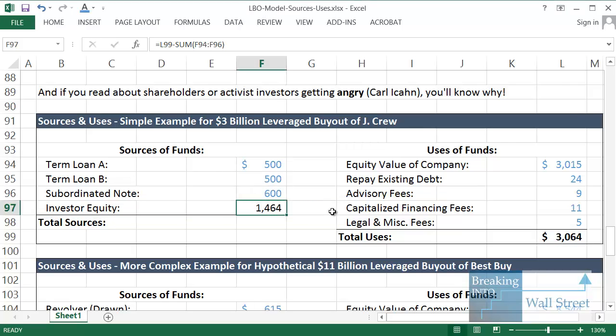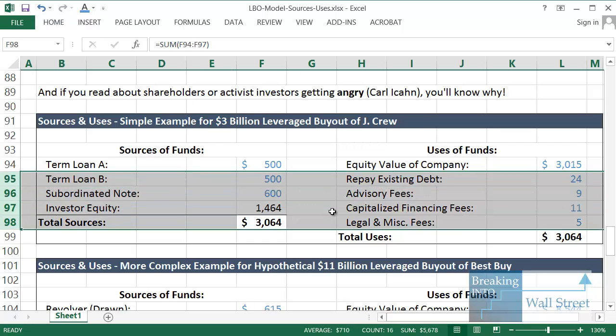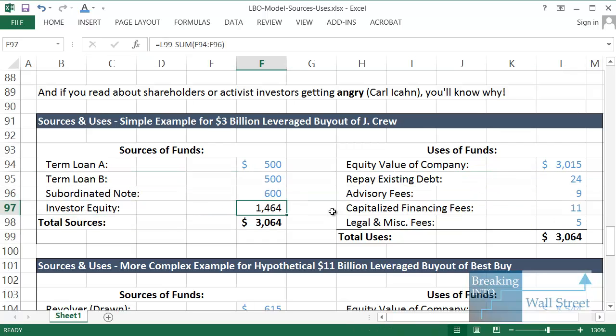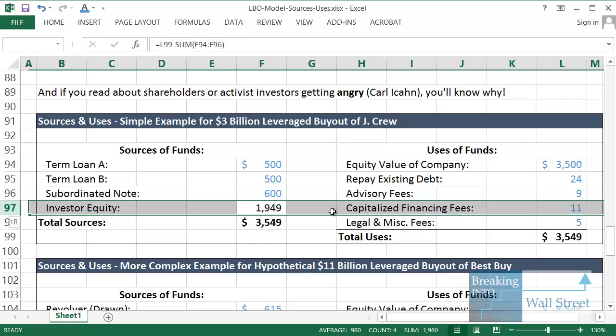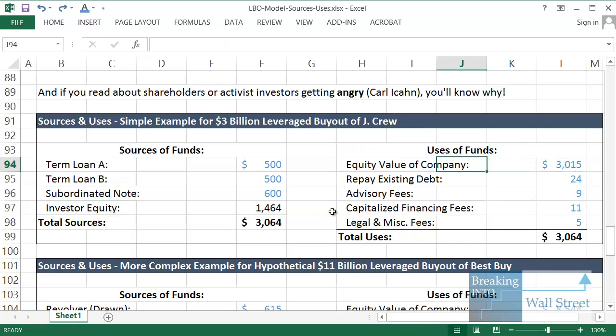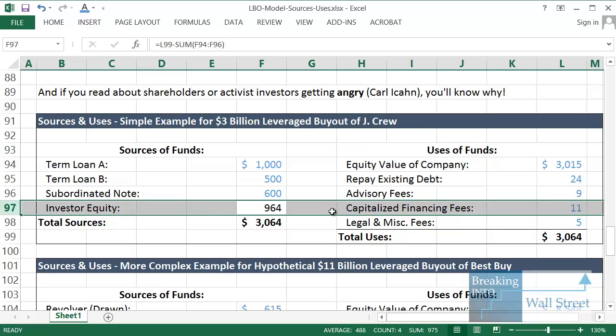And that tells us that the PE firm has to contribute about $1.4 to $1.5 billion of its own cash to do this deal. How is this important? Why does this really matter? Well, take a look at a few things here. We could look at this and say, okay, what if the purchase price went up? What if it went up to $3.5 billion? Well, now the PE firm has to contribute $1.9 billion. What if we funded it with, say, $1 billion of term loan A instead? Well, now the PE firm only has to contribute $900 million or $1 billion of its own money.